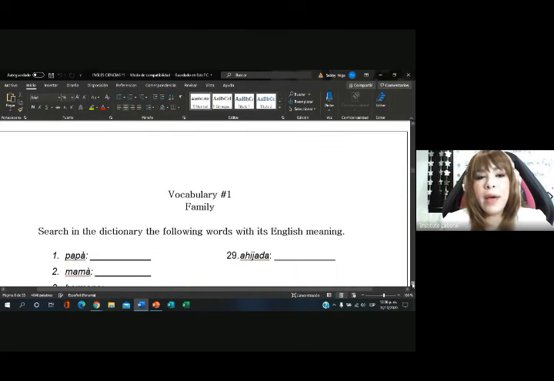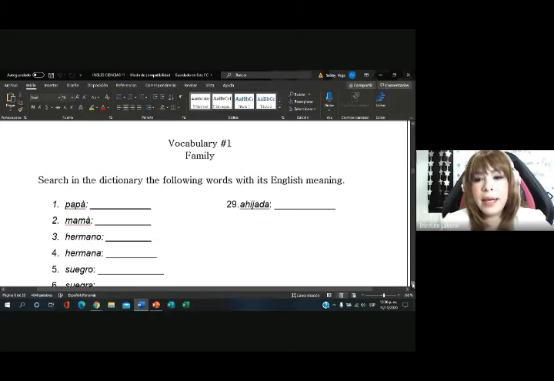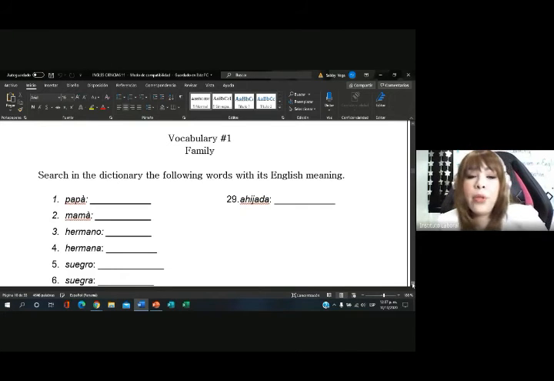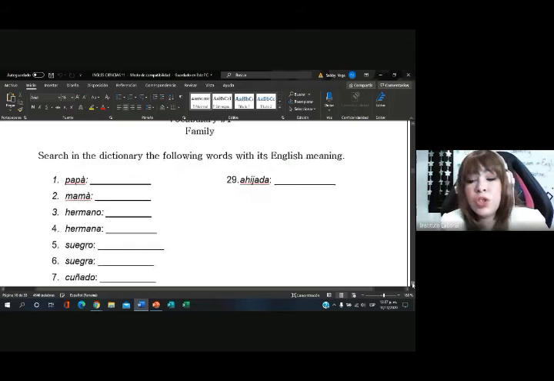And this is the vocabulary. You have the vocabulary of the family. The word is in Spanish, so you have to look for the word in English. So you have papa, so you have to write the word in English. Father, mama, mother, hermano, brother, hermana, sister. So you select 10 of these words and make a family tree. You can draw or you can use pictures as you prefer. You can do it by hand or you can do it digital.